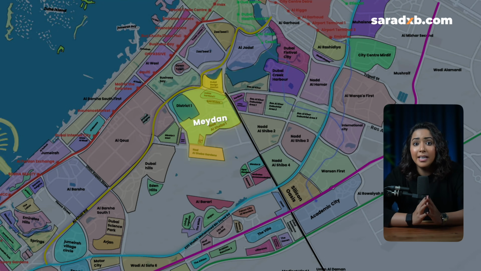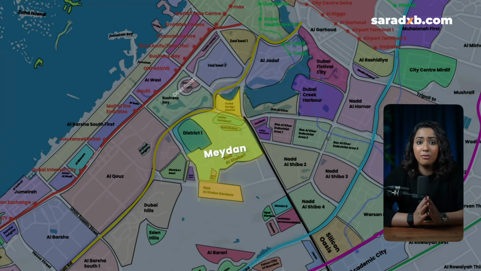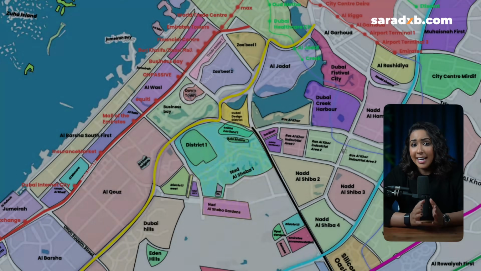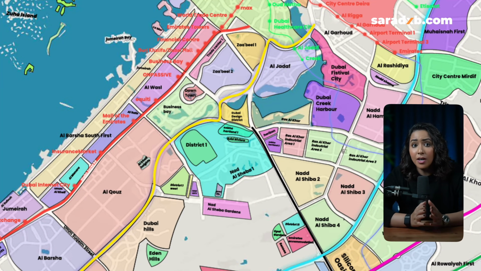It has evolved into a strategic low-density residential district. What makes Meydan critical is its accessibility. You're literally less than 10 minutes away from downtown and DIFC. This area offers an expansive lifestyle of villa communities with green parks and lagoons. And while many people think Meydan is only for villas, the real volume is actually in the apartment segment.